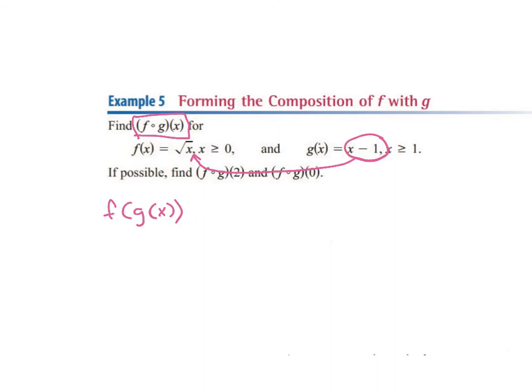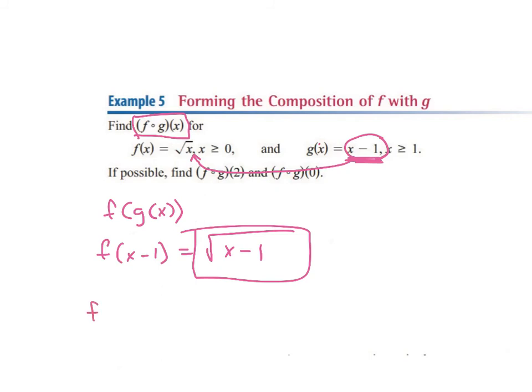So I could also just take this g of x and plug it into our f here. So this would be f of x minus 1. This way I know x minus 1 is what I'm plugging into our f of x equation. Our f of x equation is the square root of x, so I just plug in x minus 1 for x. I cannot simplify this anymore, so this is our answer for f of g of x.